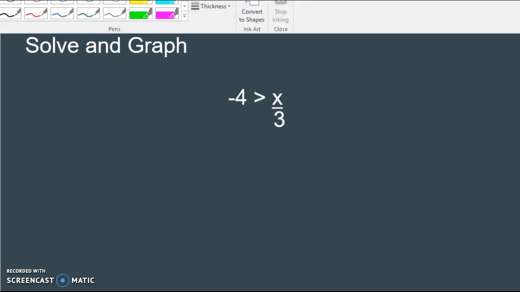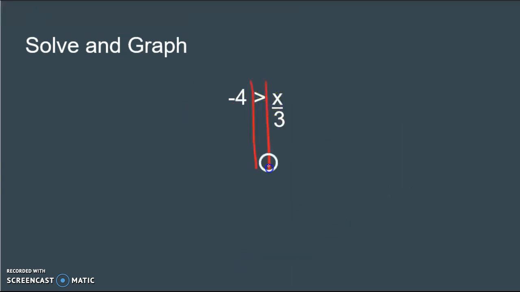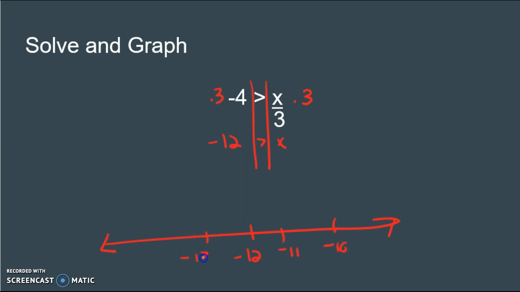All right, next one. Solve and graph, times 3 on both sides. Negative 12 is greater than x. So here's negative 12, negative 11, negative 10, negative 13, negative 14. That's going to be an open dot, and then it says x is less than, so I'm going to go to the left. Remember, when your variable's on the right-hand side, you can't just look at this and say, oh, this is going to the right, because in this case, you actually have to go the opposite.